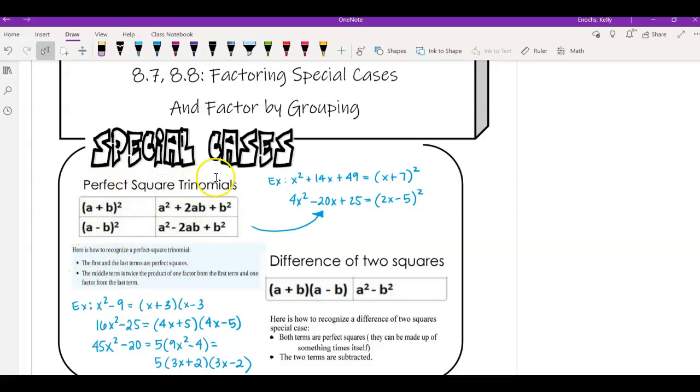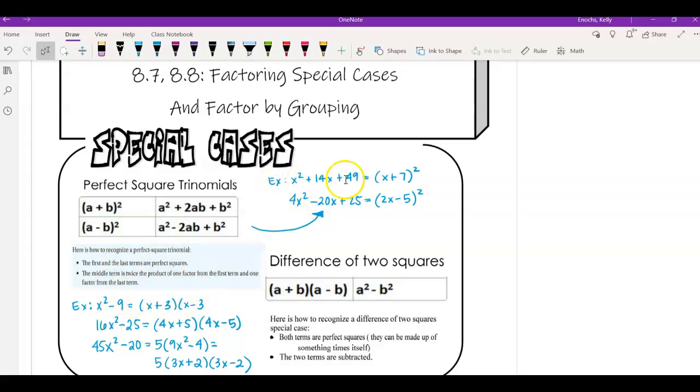Let's start with our perfect square trinomials. So how will you know if it's a perfect square trinomial? Well, first, the first and last terms have to be perfect squares. Remember, your perfect squares are 1, 4, 9, 16, etc. And x squared is a perfect square. The middle term then is going to be 2 times the square root of your first term and the square root of your last term.